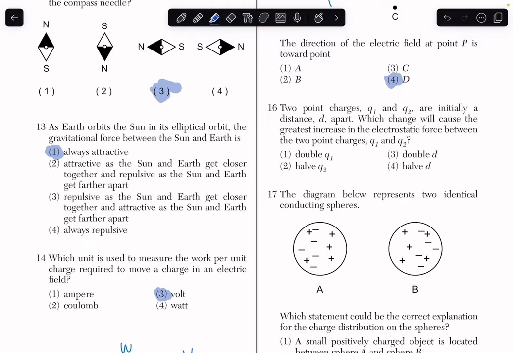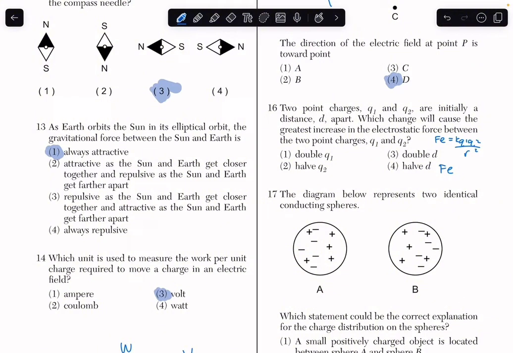16. Two point charges, charge 1 and charge 2, are initially a distance D apart. Which change will cause the greatest increase in the electrostatic force between the two point charges? So we could just plug in for this one. Remember, our electrostatic force equation is Fe equals K times Q1 Q2 over R squared. So we have to see what would bring the greatest increase in the electrostatic force.